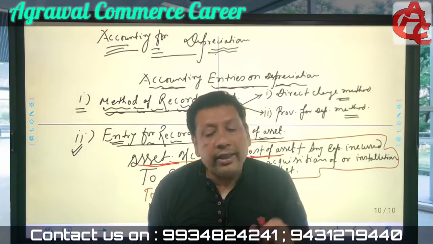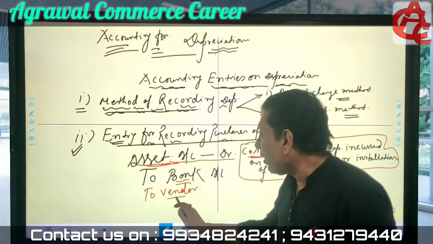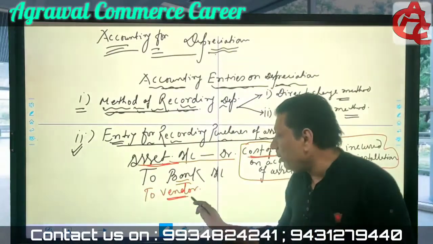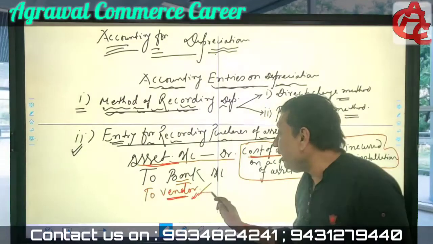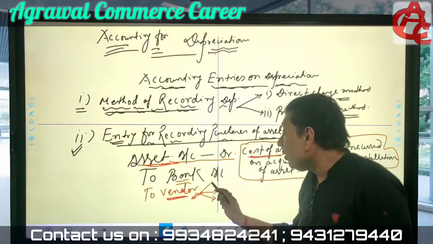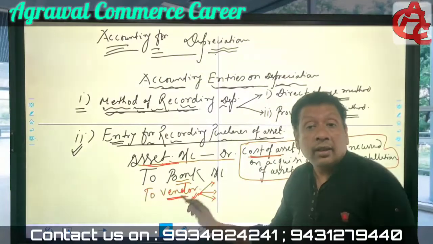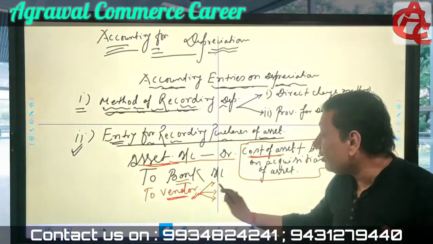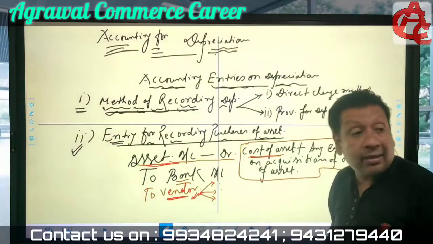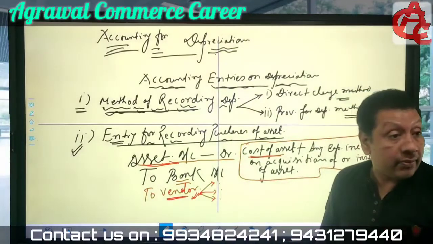So I would record it asset account debit to vendor. In all the cases, vendor will be credited. In all the three types of credit purchases, which account will be credited? Vendor account. Normal credit purchase, installment payment system, and hire purchase system.